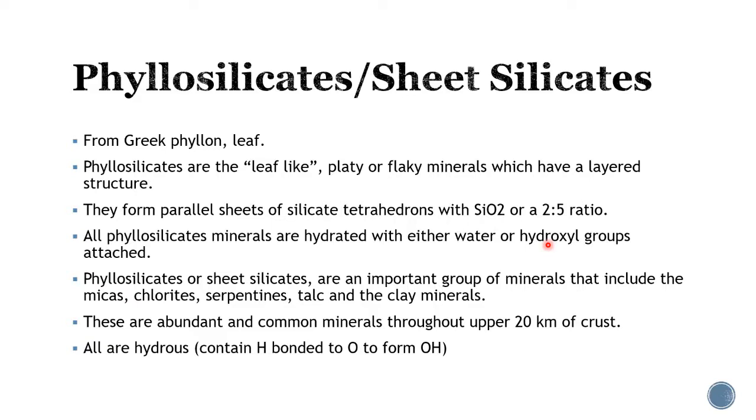So the phyllosilicates or sheet silicates are an important group of minerals that include the micas, chlorites, serpentines, talc, and the clay minerals. These are abundant and common minerals throughout the upper 20 km of crust. All are hydrous. They contain hydrogen bonded to oxygen to form OH or hydroxyl group.